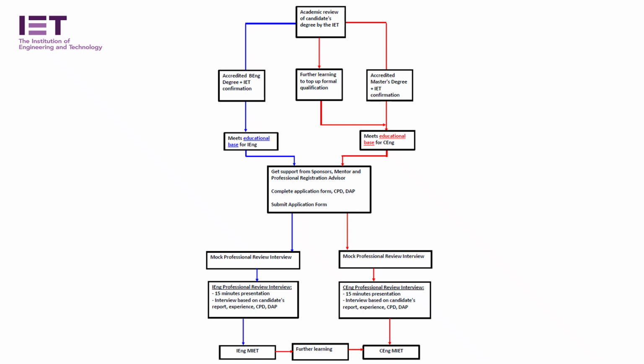Looking at the flowchart, the whole process starts with an academic review of the candidate's degree by the IET. And right at the bottom of the flowchart, the candidate can either acquire the status IEng MIET or CEng MIET. So that's Chartered Engineer of the IET. So those are the options, and we will perform a deep dive into the different steps in a subsequent slide.